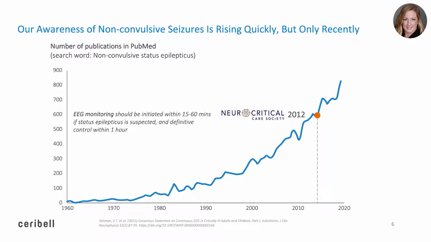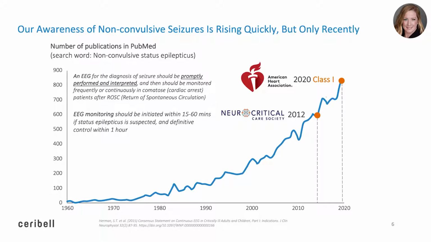But once we as a medical community stopped deeply sedating our patients, we became acutely aware that some of them progressed neurologically and some, sadly, did not. We are all familiar with the ICU liberation efforts and the delirium studies that preceded this initiative. The Neurocritical Care Society also took note. In 2012, almost a full decade ago, The Neurocritical Care Society stated that EEG should be initiated within 15 to 60 minutes if status is suspected and have definitive control over that disease state within 60 minutes. An amazing guideline for patient care, but incredibly difficult to meet for almost all hospitals.